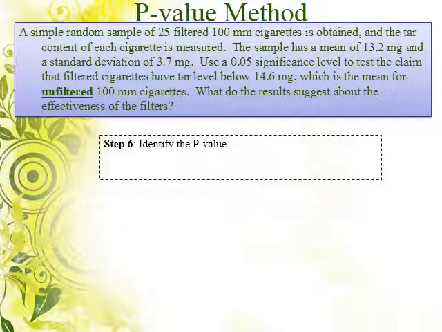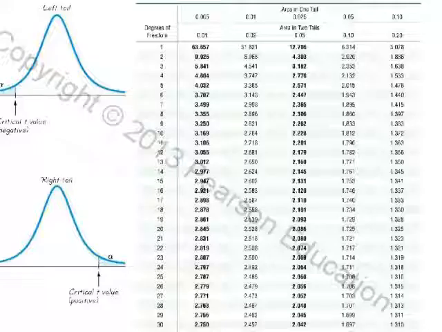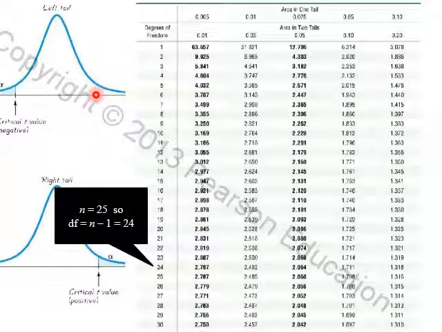Now let's identify the p-value. Again, to do this, we're not going to get the exact p-value, but we'll be able to get a good enough estimate of the p-value so that we can compare it to the significance level. Looking at our t-distribution and keeping in mind that our sample size was 25, that means our degrees of freedom is going to be 24.